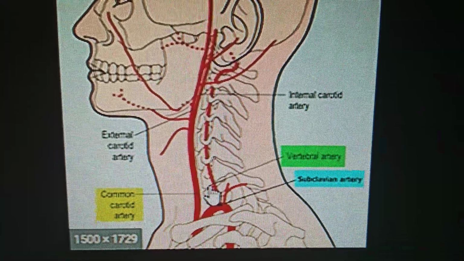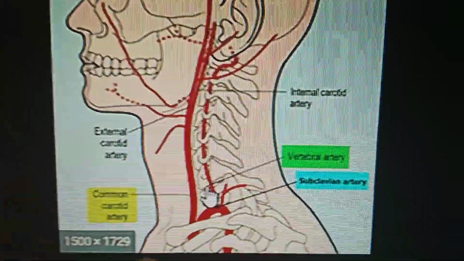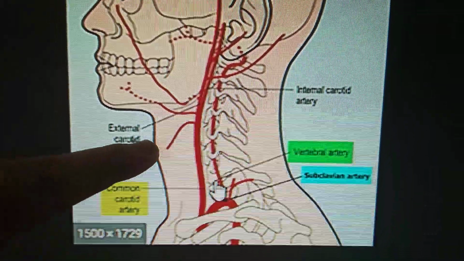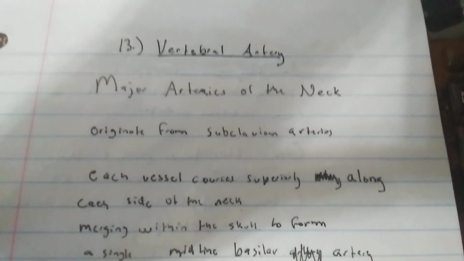Okay, arteries of the brain and neck. Let's start with the vertebral artery. It's located quite at the base of your neck. If you look at your Adam's apple, it goes straight back and down and back. Okay, so it's a major artery of the neck.